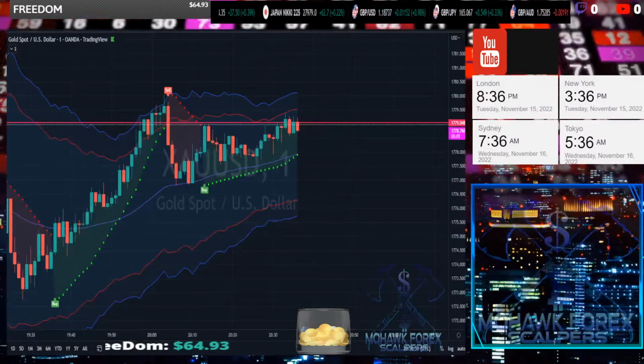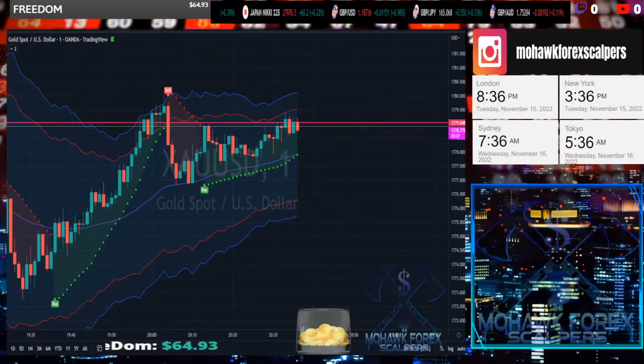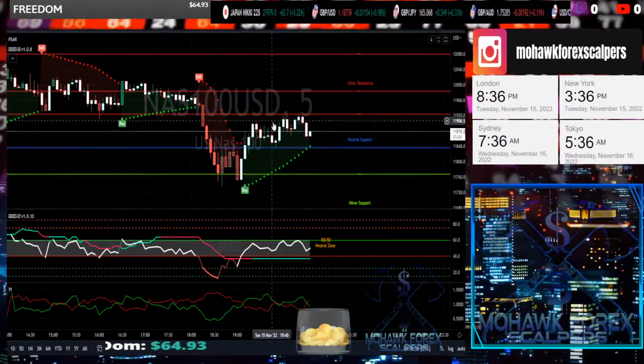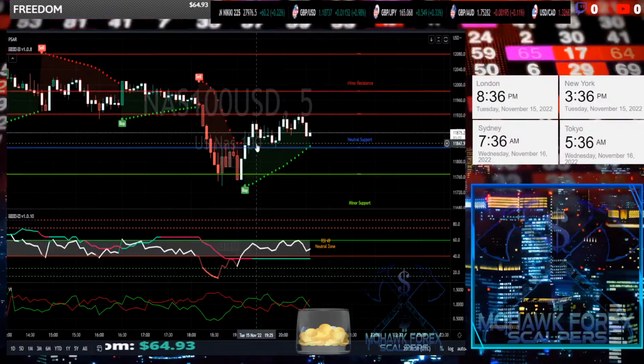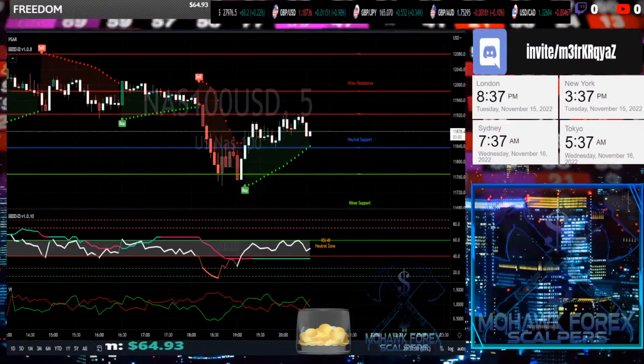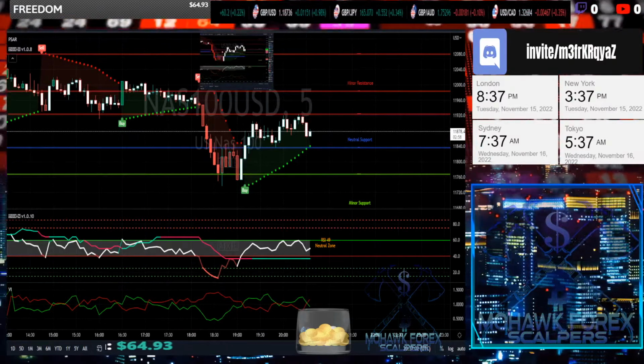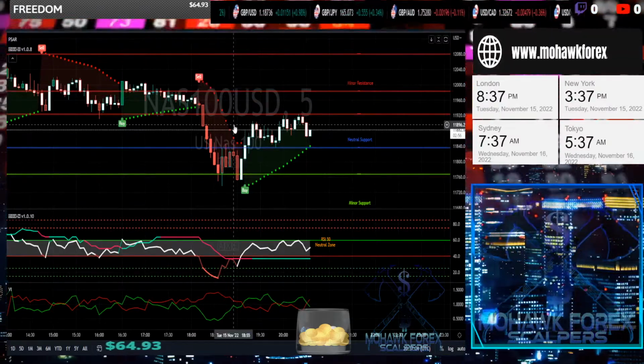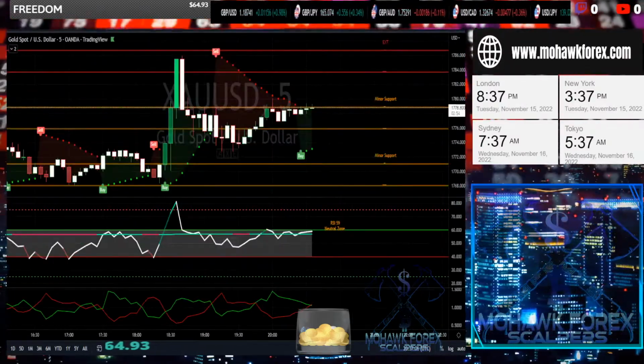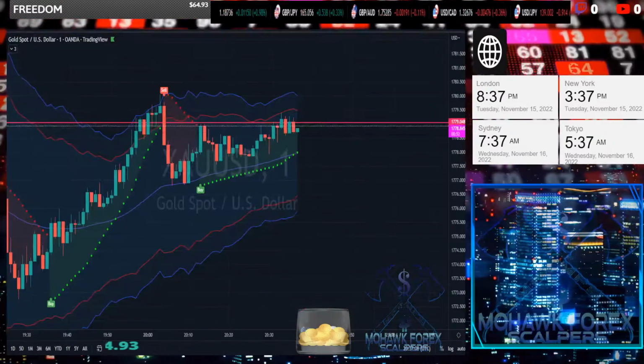And NAS, let's have a quick look at NAS. NAS doing exactly the same. It's almost, again, if you've got a smaller account, trade NAS. Bigger account, US-30. Smaller accounts, NAS. And NAS is almost the same as DAX. But we're just going to stick with gold.